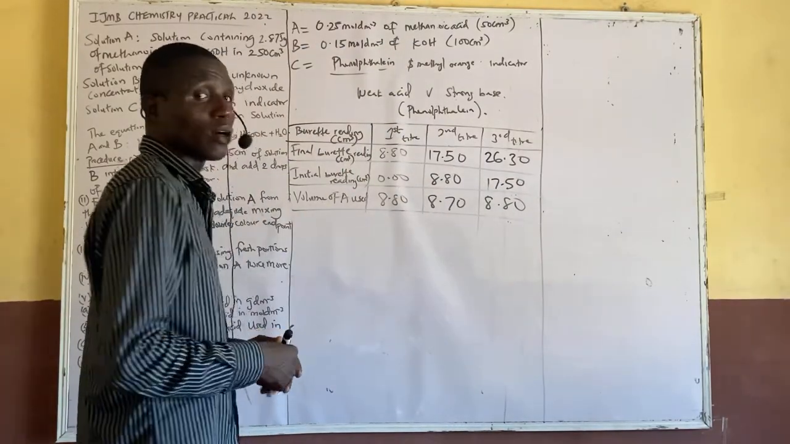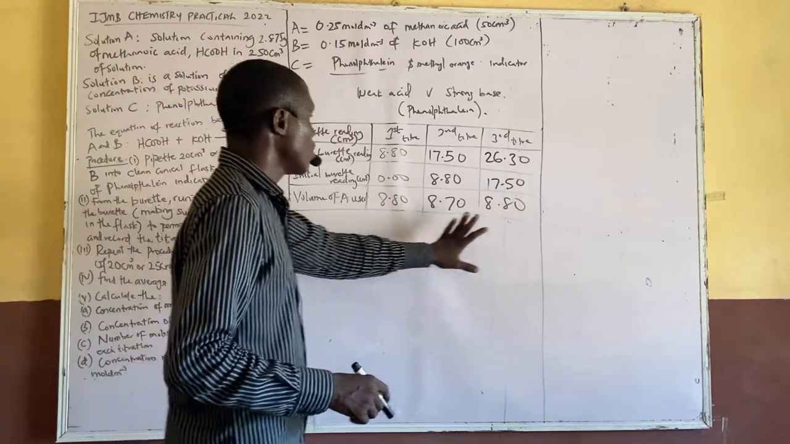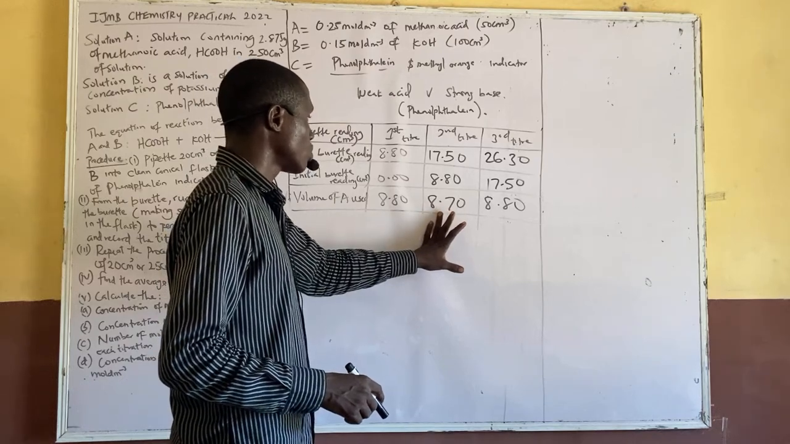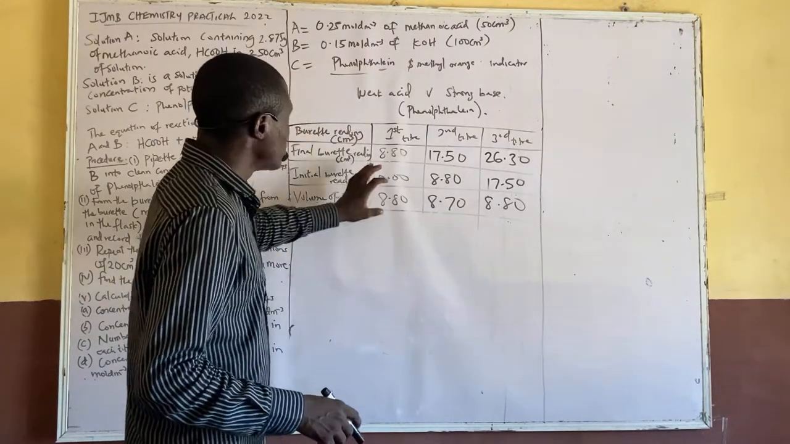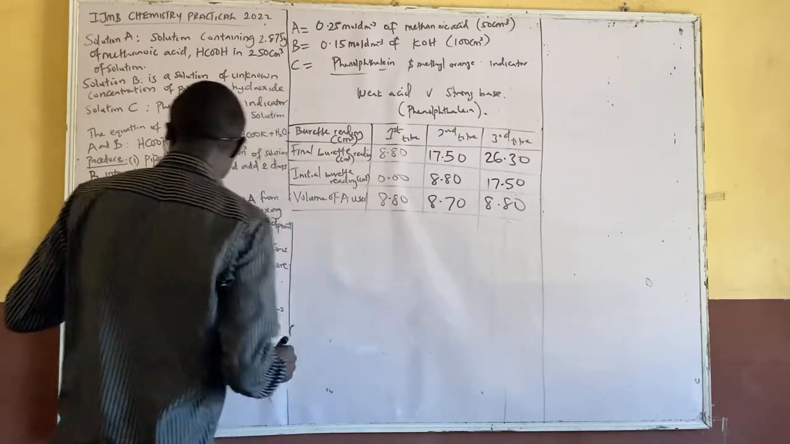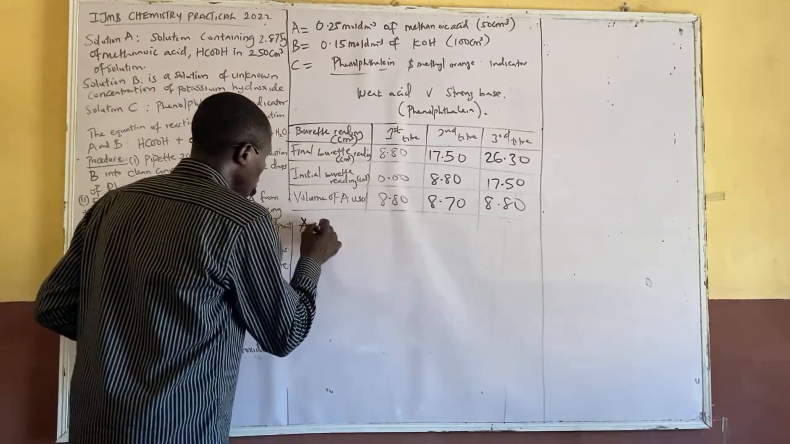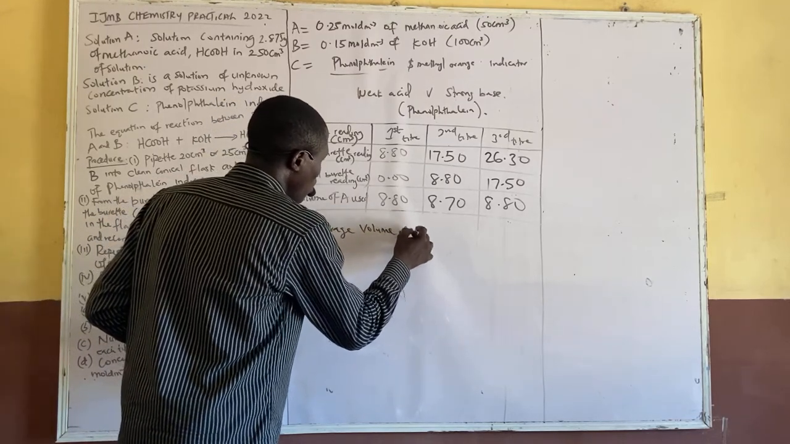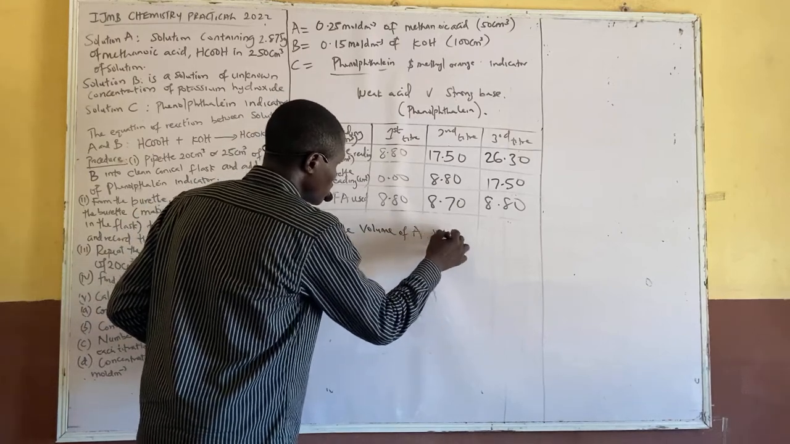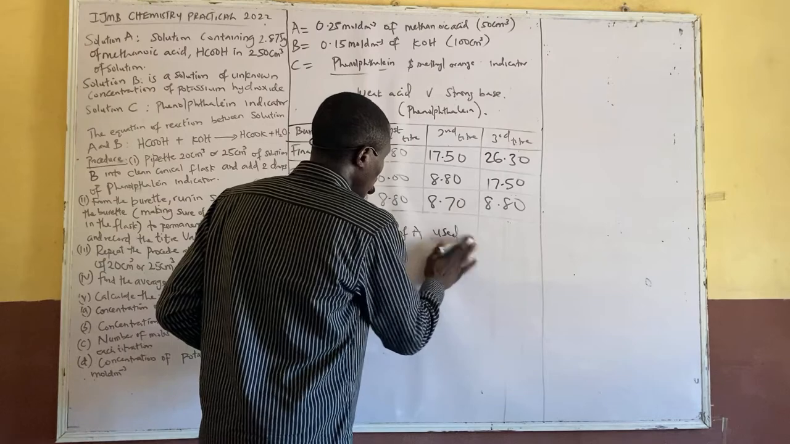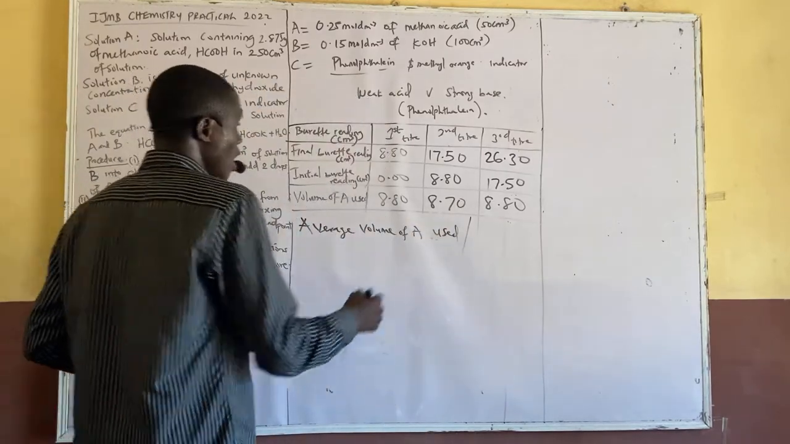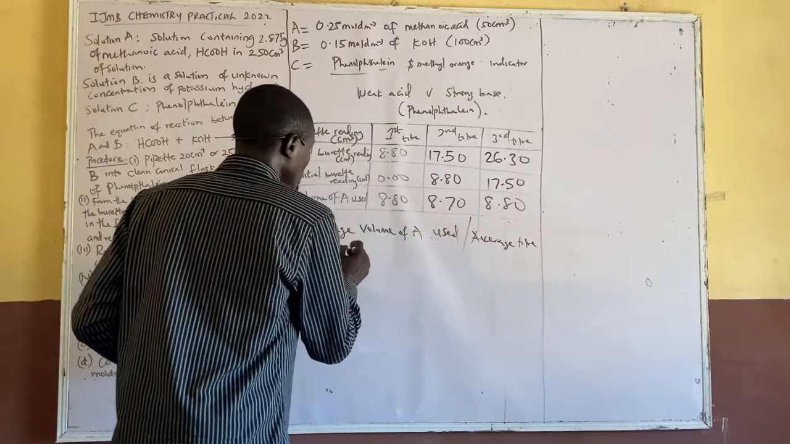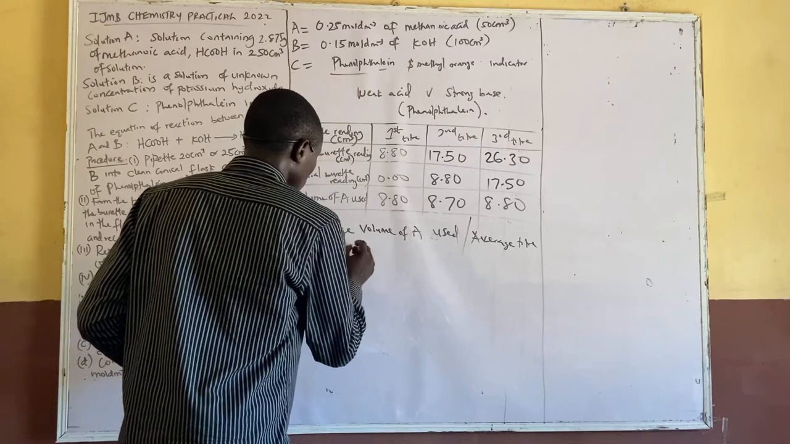After we have carried out the titration, you can decide to use the first and the third titer, or the third one as well, or this second one as well. So to calculate my average volume of acid used, or average volume of A used, or you can also say average titer value, it will be equal to 8.8, that is the second titer.